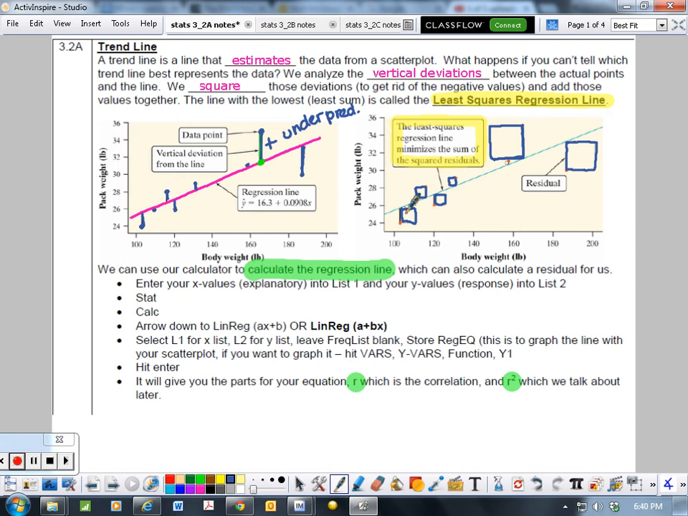So we may end up with some big ones, but as long as overall they add up to be the smallest possible, we're fine. Because the smaller our correlation, or the closer to 0, we're going to end up with those big residuals. And so we're going to end up with small r values because there's so much scatter. And so it's not going to be a very good regression line. So the tighter the fit to a line, the better our regression line is, the better prediction value it is.